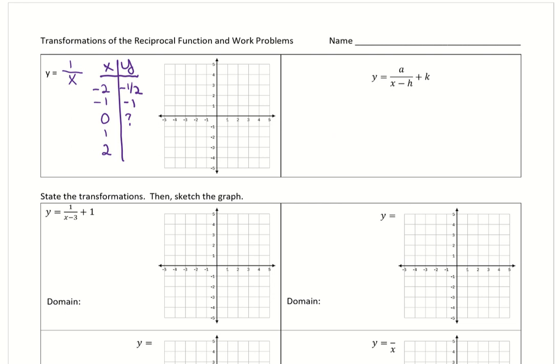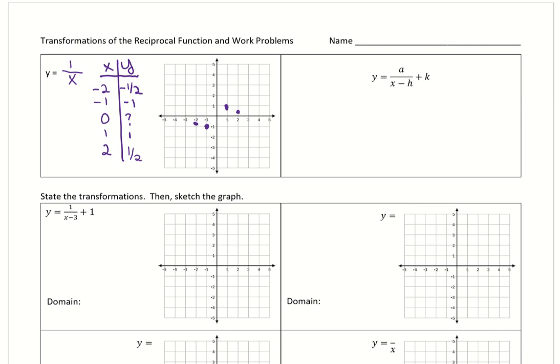And then at 1, we're going to have an output of 1. And at 2, we're going to have an output of 1/2. So let's plot those points. -2, -1/2 is down here. -1, -1. 0, we don't know what's going on yet. We're going to find out. 1, 1. And 2, 1/2.